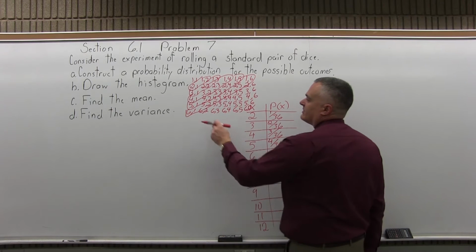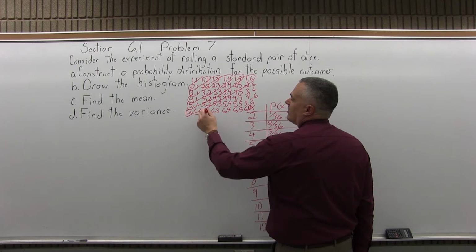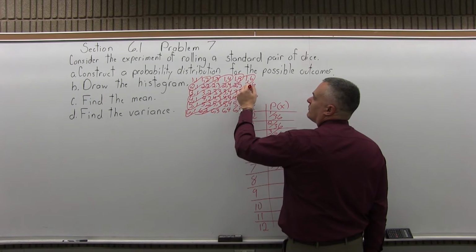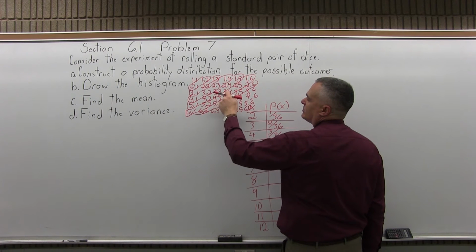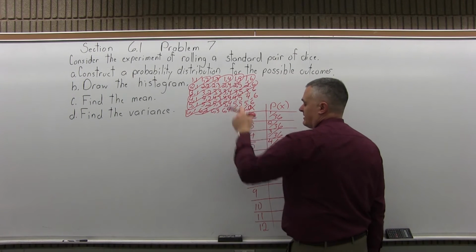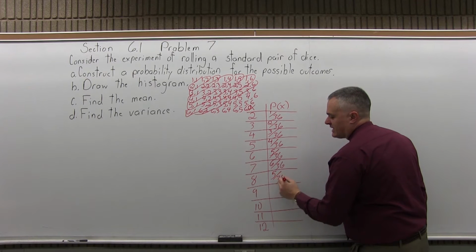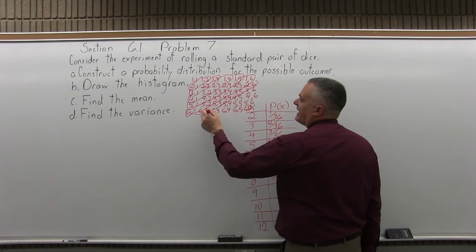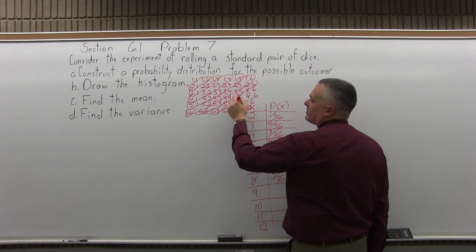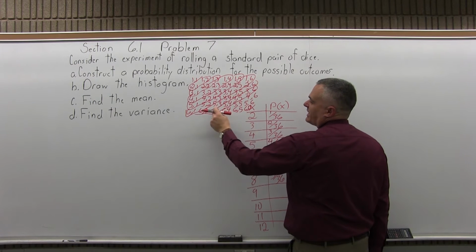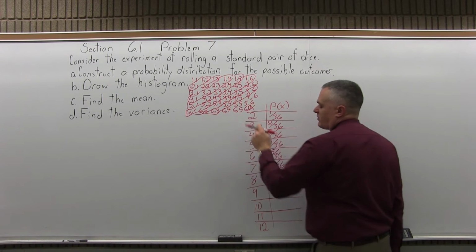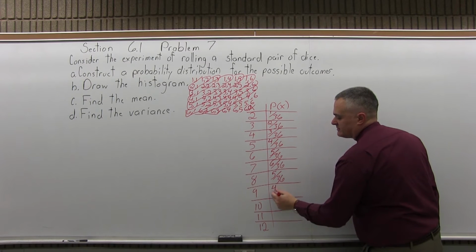An 8, there are 1, 2, 3, 4, 5 rolls that give you a total of 8. So 5 out of 36. That's the probability of getting an 8. A 9, they're starting to go down in number now. So getting a total of 9, there's 1, 2, 3, 4 rolls that give me a total of 9.